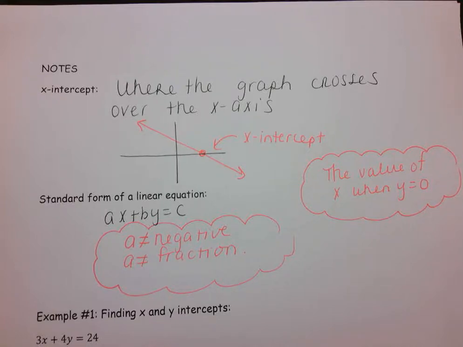Standard form of a linear equation, you do need to memorize this. Standard form of a linear equation is ax plus by equals c. So I said there's a lot you need to memorize in this chapter, and you need to be keeping flashcards with all the different information you have to memorize. So you need to create a new flashcard and add this to it. Standard form of a linear equation. You have to memorize this. The rule is a cannot be negative and a cannot be a fraction. So you do need to memorize that as well.